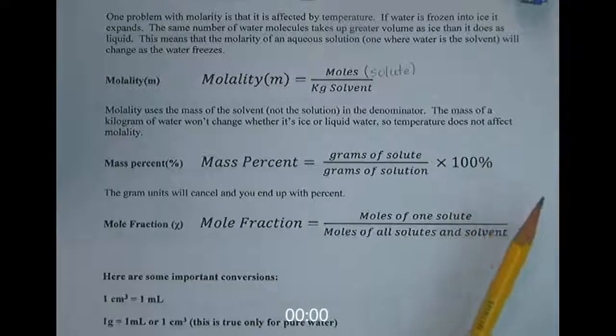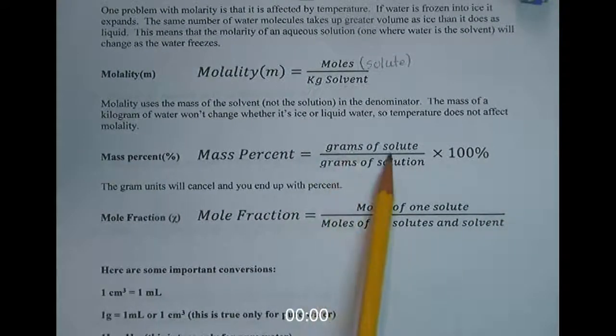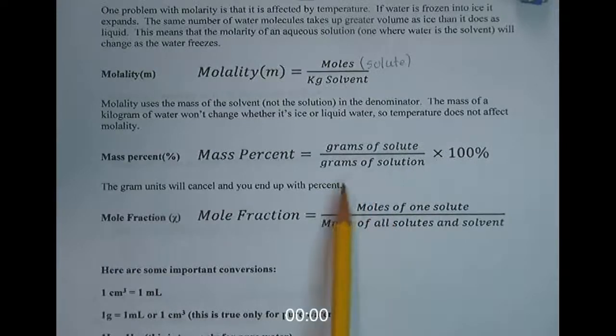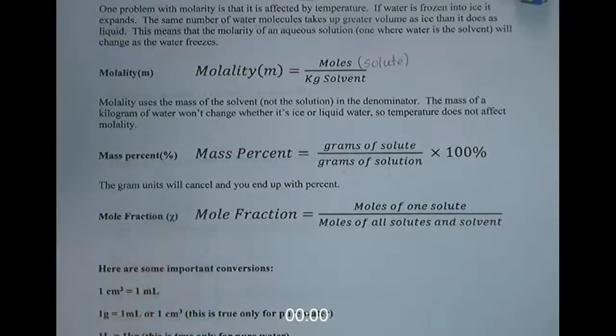Okay. Another one we use is mass percent. And that's the grams of the solute over the grams of the solution. So in the case of salt water, it would be how many grams of salt you have divided by how many grams of salt plus grams of water together. And then you multiply that by 100% to make that a percentage.